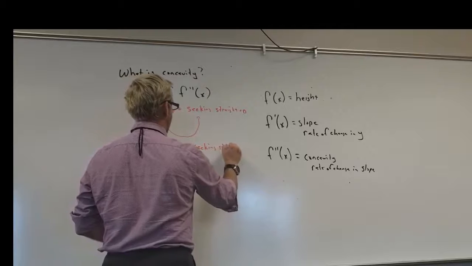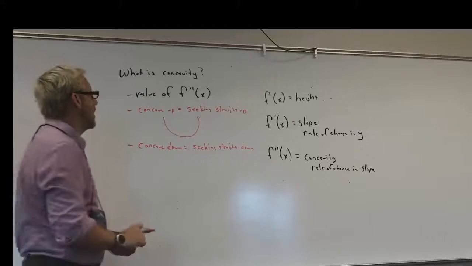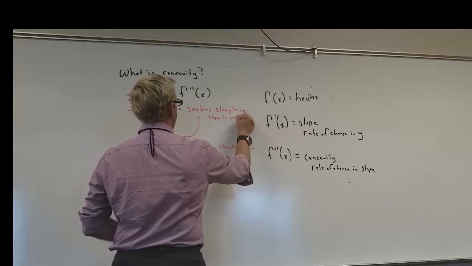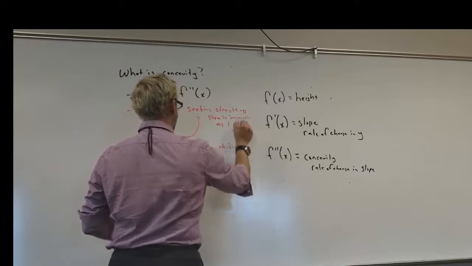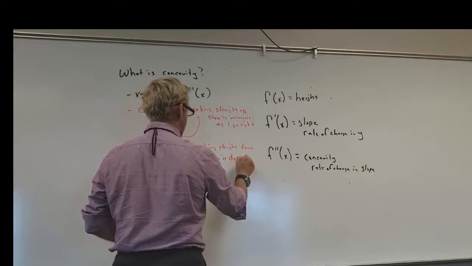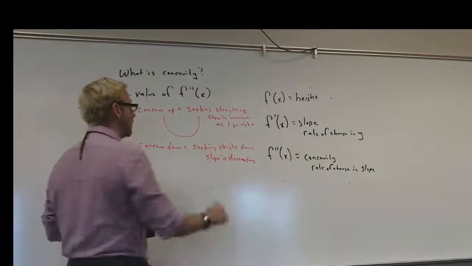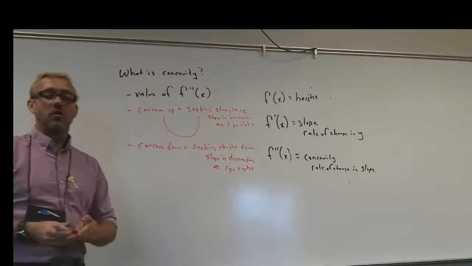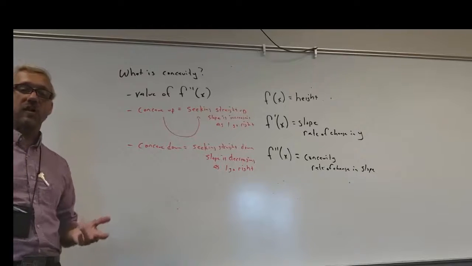It's seeking straight down. Now again, another way of thinking this, concave up is my slope is increasing as I go right. And with concave down, my slope is decreasing, and decreasing could include becoming a larger negative number as I go right. So this is our idea of concavity. Now we use this in several ways, which I'm going to get to in future videos.